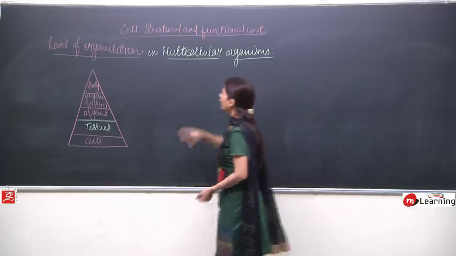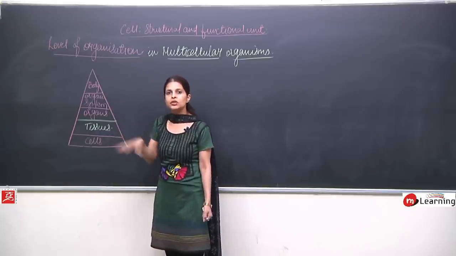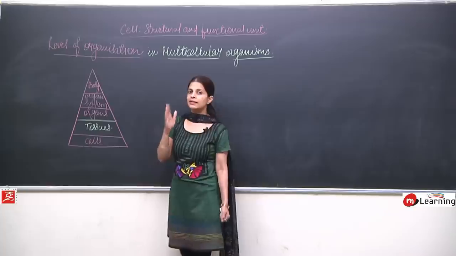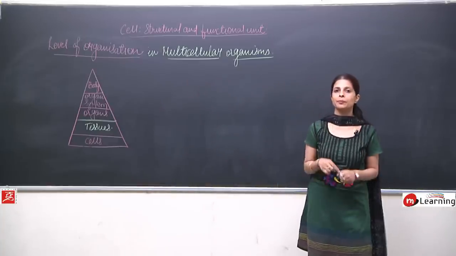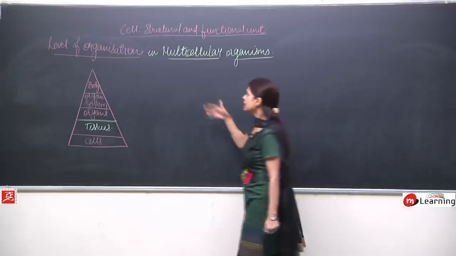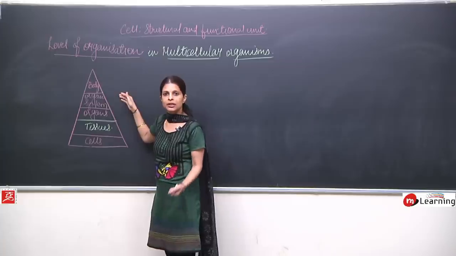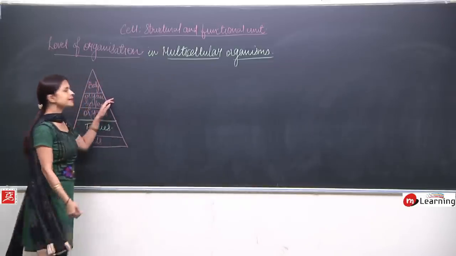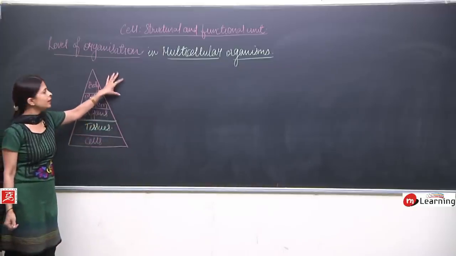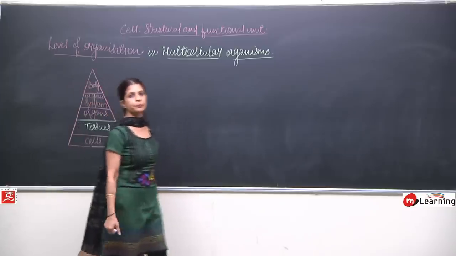So all these organs, when they work together, assigned with a similar kind of work, they form a system. And these systems can be reproductive system, can be circulatory system, can be respiratory system. All these systems, when they get together in a body or when they combine, a body is formed.